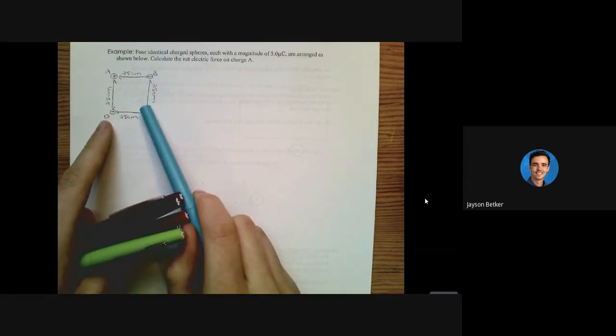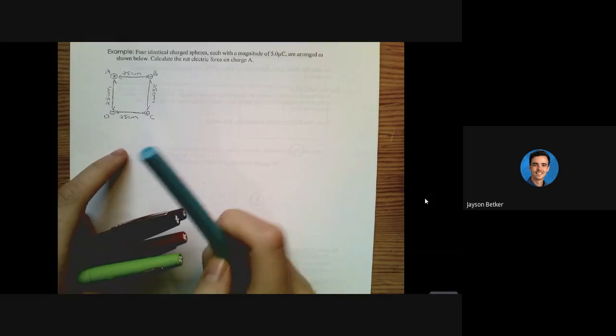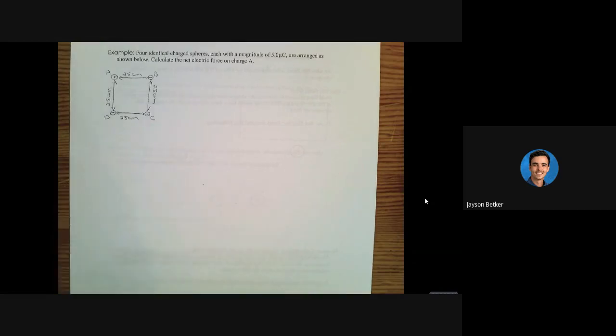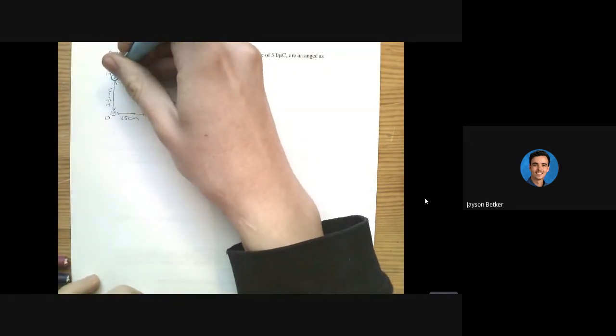We have 4 identical charged spheres, each with a magnitude of 5 microcoulombs, and they're arranged as shown below here in a perfect square. Calculate the net electric force on charge A. So what is going to be the net electric force acting on charge A?